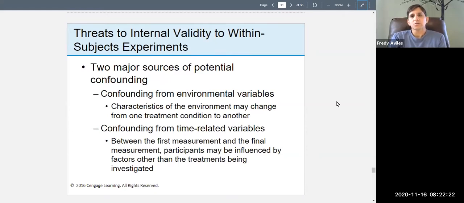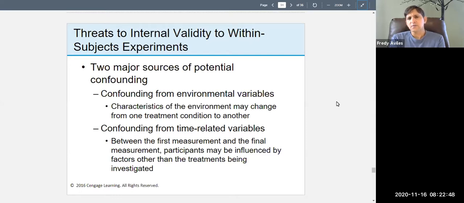Now, what are the threats to internal validity with a within subjects design? Remember, internal validity has to do with cause and effect. So what are some problems that you can have with the within subjects design? Well, you can have confounding from environmental differences. There are potential confounds due to environmental differences. So the characteristics of the environment may change from one treatment condition to another.